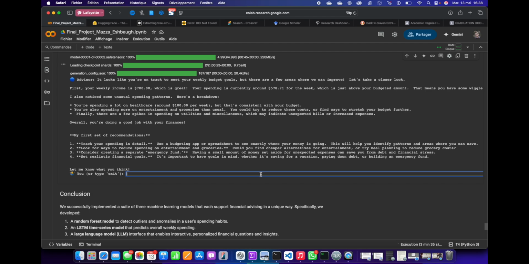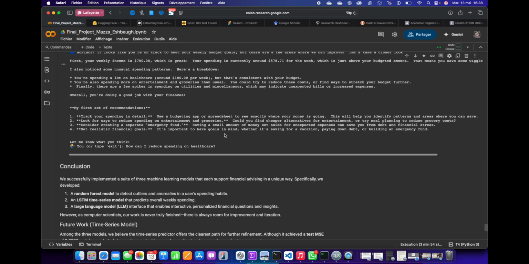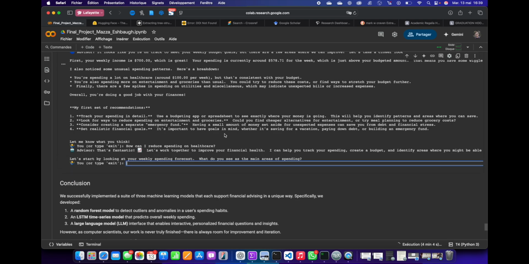So I'm going to ask it, how can I reduce my healthcare spending? And we're going to see what it comes up with. Again, this model is not as good as one that we would be able to use were we not using Google Colab, so it might not generate the best recommendation, but we're going to try to get something that's probable and could be realistic in some situations.